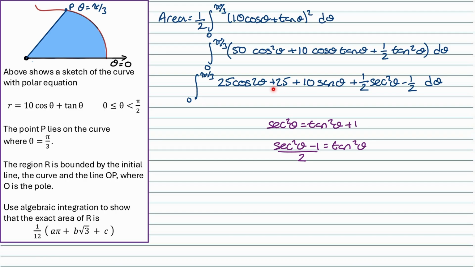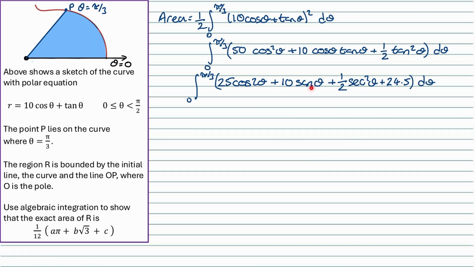Now we can collect these like terms. We've got the 25 take away the half, so I'll put these two together, and we've got our simplified integral. We know the integral of cos 2 theta will be 1/2 of sine 2 theta. This is the reverse chain rule. So we'll have 25 over 2 sine 2 theta. We know the integral of sine is negative cos, so we'll get negative 10 cos theta.